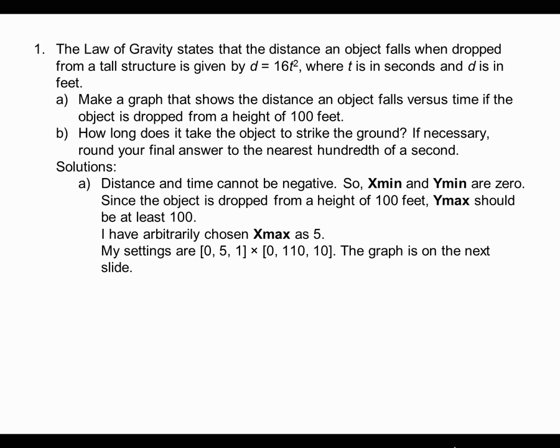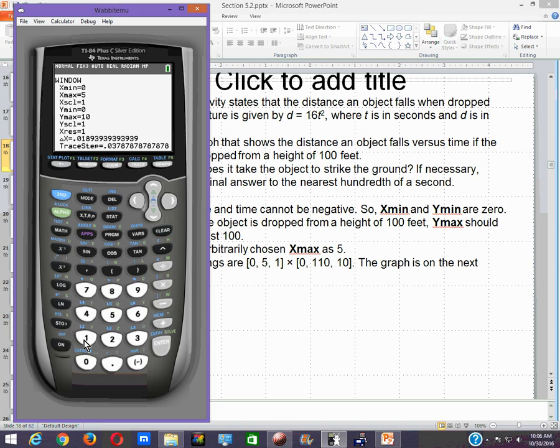Now, if you wanted to leave it at what the calculator had, that would be perfectly fine. Nothing really wrong with that. So x-max 5, x scale 1. No negatives, so 0, and slightly higher than 100, I went to 110. And let's keep our scale at 10. Then we've got to give the function to the calculator. So y equals 16t squared. Remember, our y is playing the role of d.